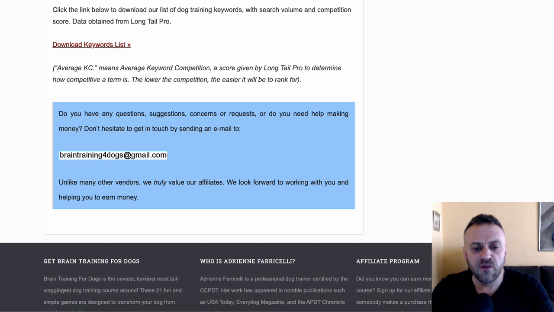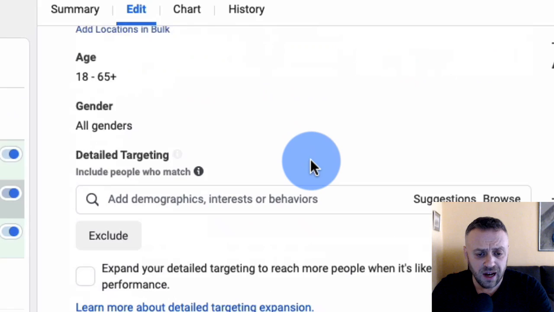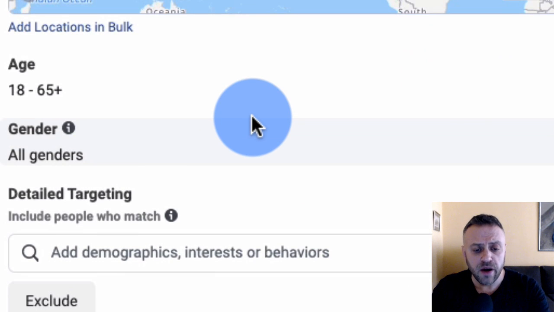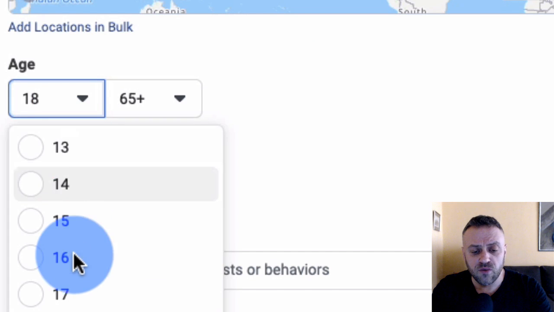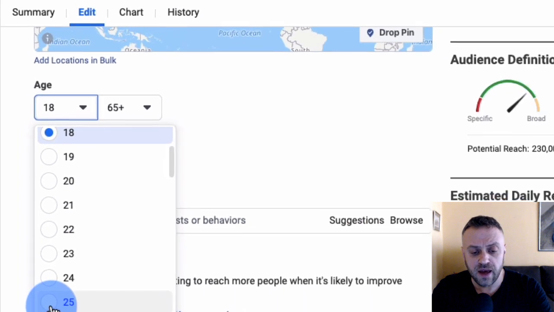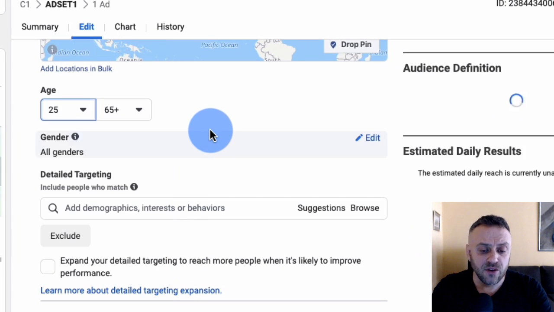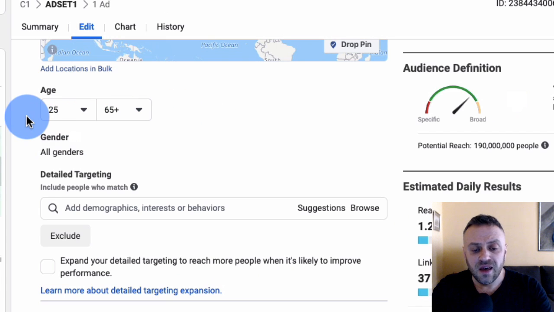But with this offer, Facebook is very, very smart. So you can typically target anybody you want. I like to keep it open. I do like to start with 25 and over. I just discovered that people under 25 don't have that much money. And so they don't have a lot of disposable income because they're probably in school or just starting their career.